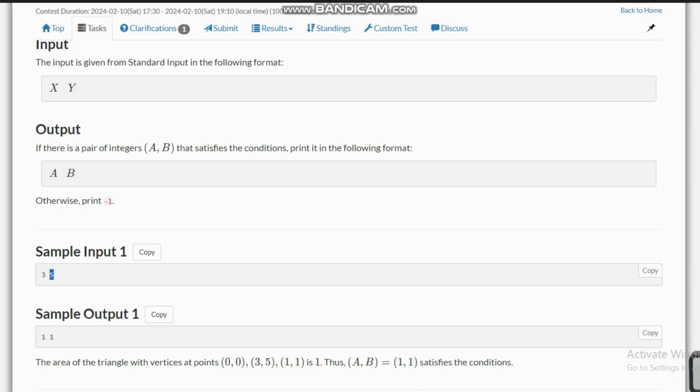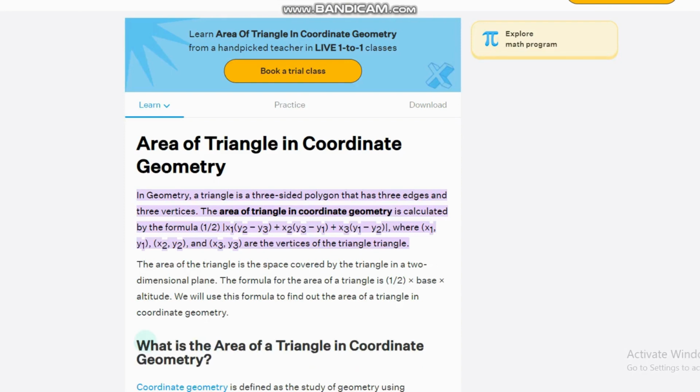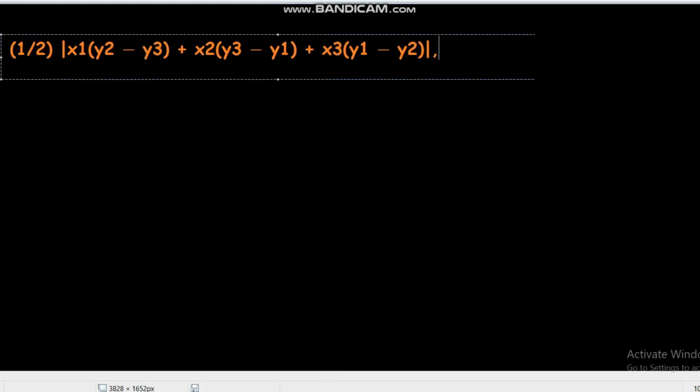Now for solving this problem, the most important thing is to find the formula for the area of a triangle with 3 points in the coordinate plane. So let's take a look at the formula. The formula is half of x1 into (y2 minus y3) plus x2 into (y3 minus y1) plus x3 into (y1 minus y2). Let me write it here. So this is the formula, right?